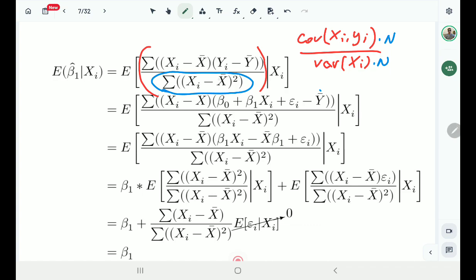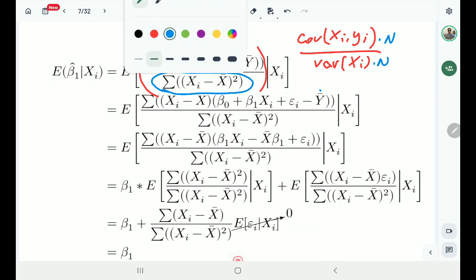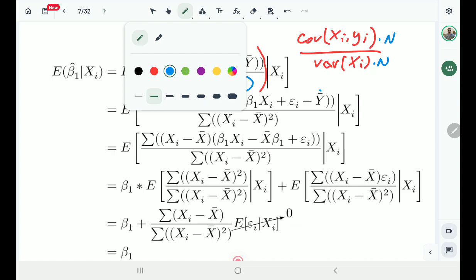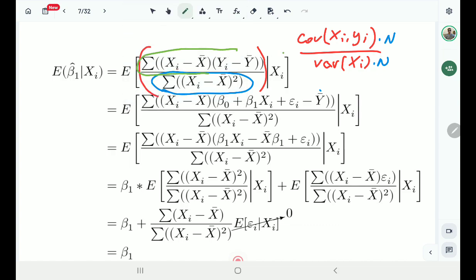So basically the denominator of this blue circled expression is variance of xi multiplied by the number of observations. And the same stands for the numerator. The expression given in green circle is nothing but the covariance between x and y multiplied by the number of observations. And here we're conditioning on x. Okay, you have to condition on x.